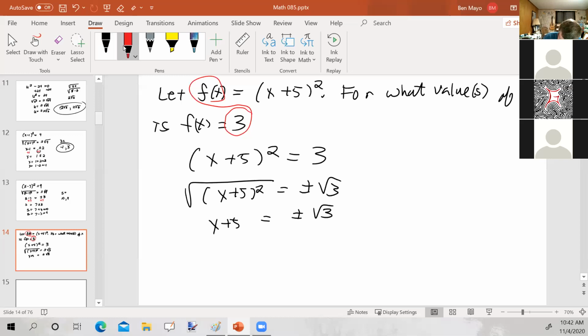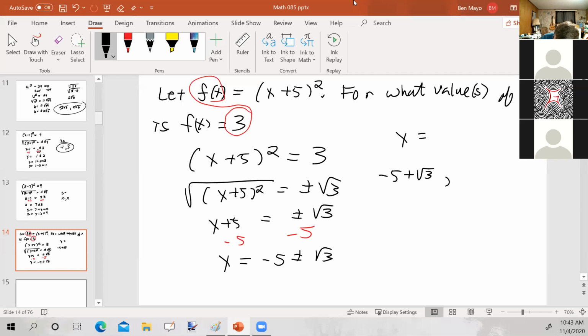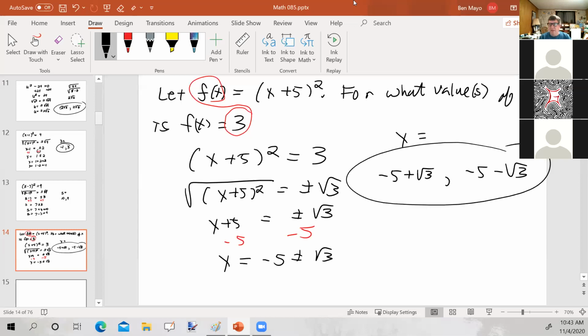Okay. I'm going to subtract 5 from both sides. So I'm going to get x equals negative 5 plus or minus the square root of 3. And again, that's acceptable notation, but we can't use that in WebAssign. So in WebAssign, we'd have x equals negative 5 plus the square root of 3, comma, negative 5 minus the square root of 3. Those would be the two solutions. And again, unless they ask for it, don't use decimal approximations. Any questions on that one?